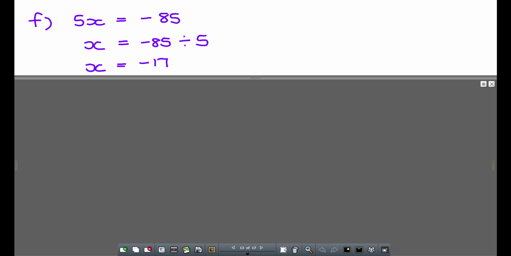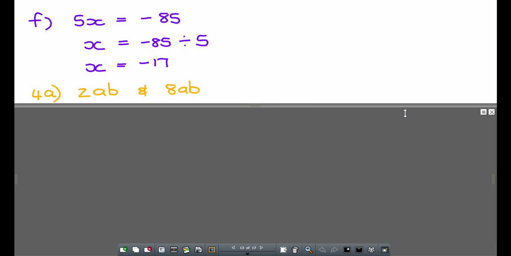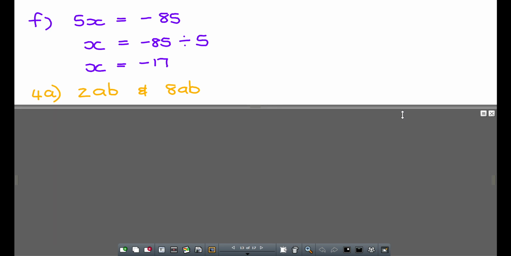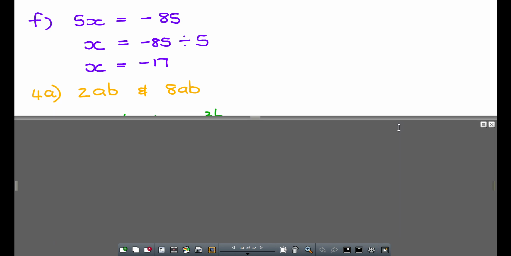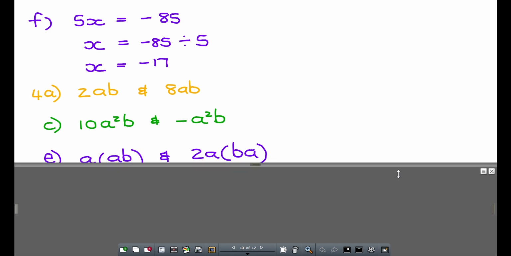We had the different scenarios where the one had brackets, and if I multiplied it in, it looked like the other. Okay, so at A, you would have 2AB and 8AB. Those would be like terms. Both have an A and both have a B. At B, 10A squared B and minus A squared B, they would be like terms. Remember, the coefficient doesn't matter. We only look at the unknowns or the variables.